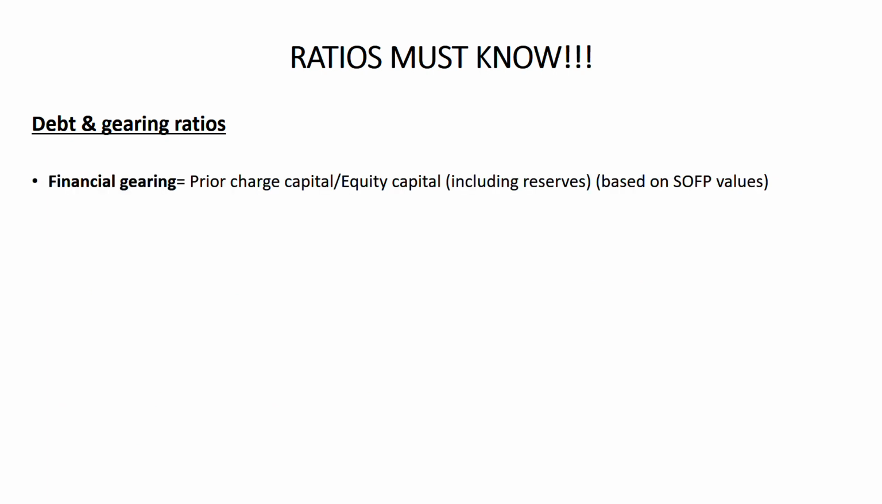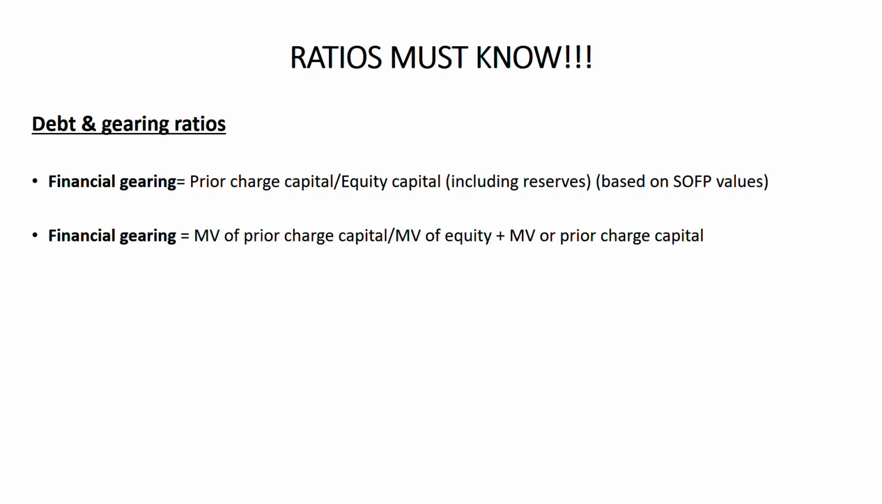So your financial gearing, right? Financial gearing is prior charge capital divided by equity capital, including reserves. But this is based on SOFP, statement of financial position values. You can also calculate financial gearing based on market value, right? You take the market value of prior charge capital and then the market value of equity capital, right? This second one is based on market value. The first one was based on statement of financial position values, right?